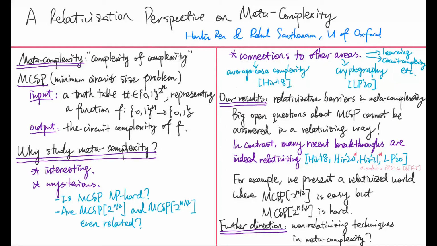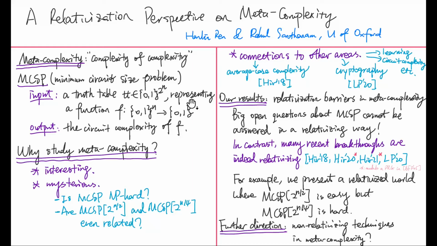I want to talk about our work on a relativization perspective on meta-complexity, joint with my supervisor Rahul Santhanam. What is meta-complexity? It's the complexity of complexity. One meta-complexity problem is the Minimum Circuit Size Problem, or MCSP.